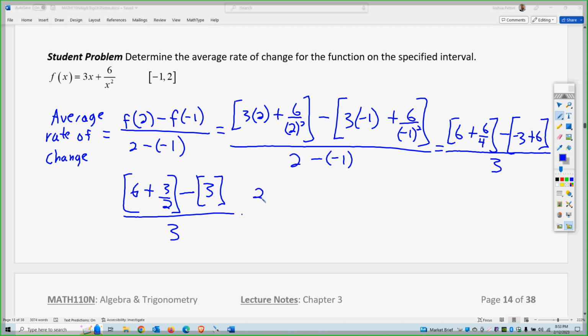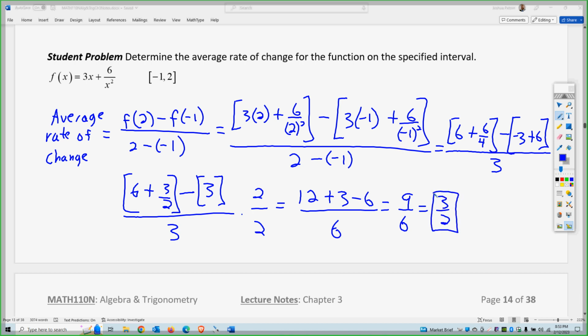Okay, so just multiply everything by 2 to make this easy. So times 2 over 2, right? So that'll give us 12 plus 3 minus 6 over 6, right? So essentially we get 15 minus 6 is 9 over 6, right? So we have a common factor of 3, so it's 3 halves is the average rate of change here. Okay. All right, let's go to the next page.